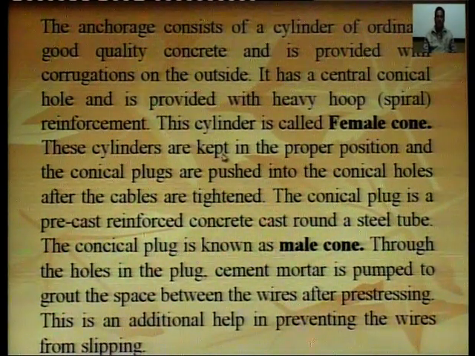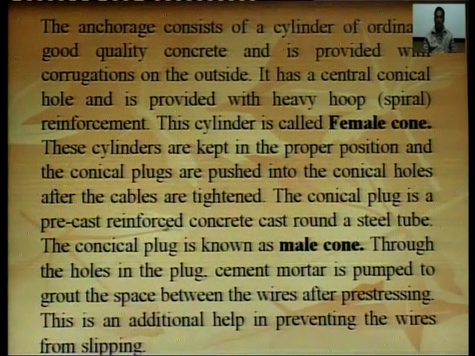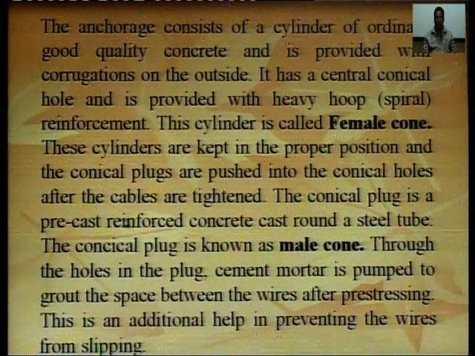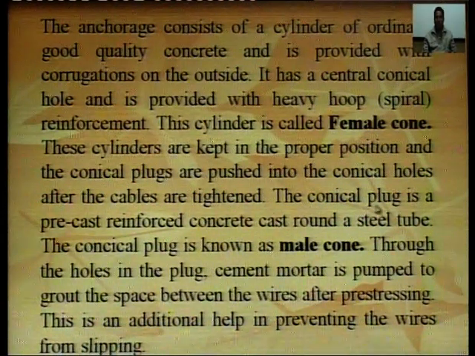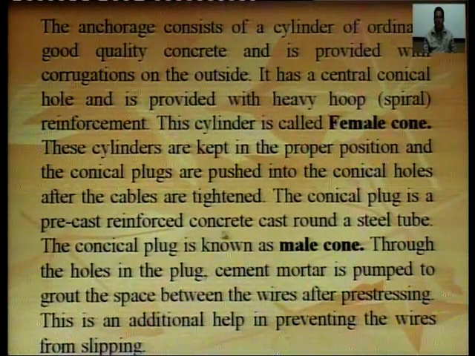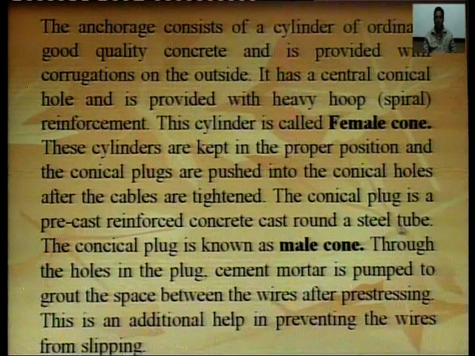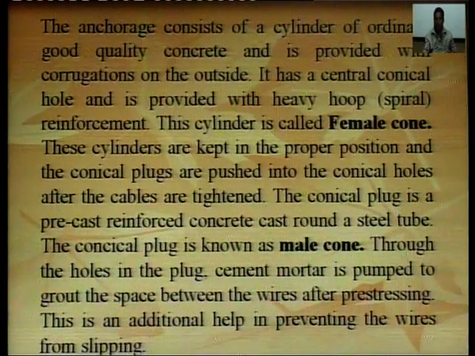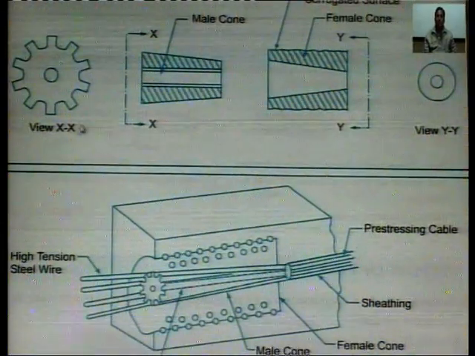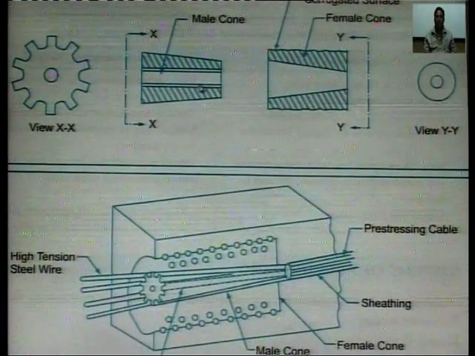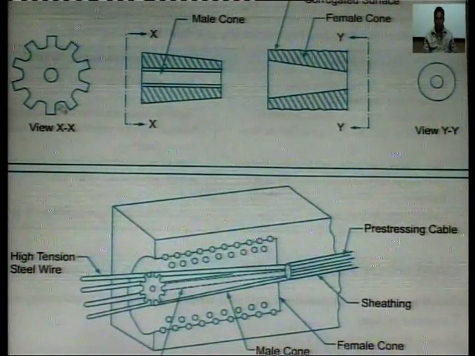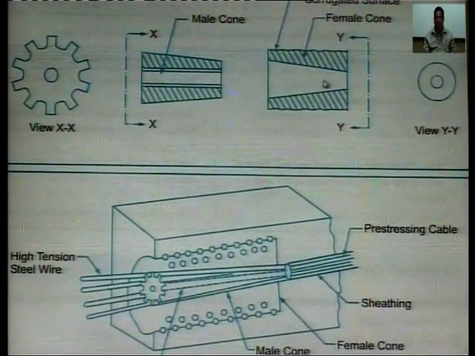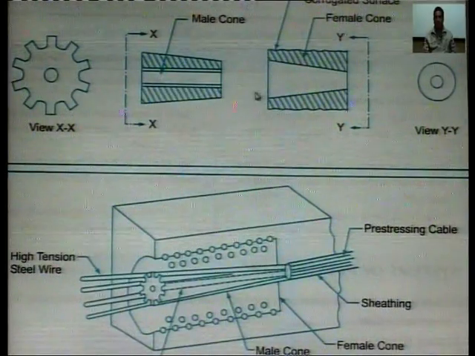These cylinders are kept in the proper position, and the conical plugs are pushed into the conical hole after the cables are tightened. The conical plug is precast reinforced concrete cast around a steel tube. The conical plug is known as a male cone. So, in the diagram, this is the male cone, and this is the cross section at the x axis. This male cone is pushed into the female cone for tightening the wires.